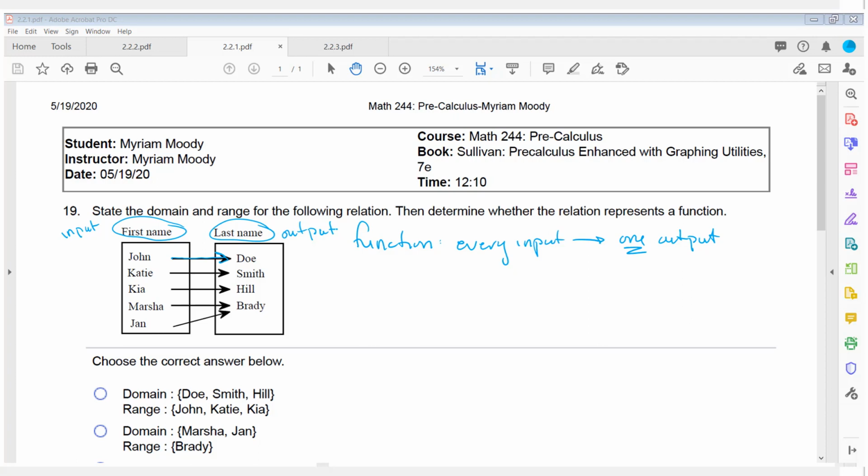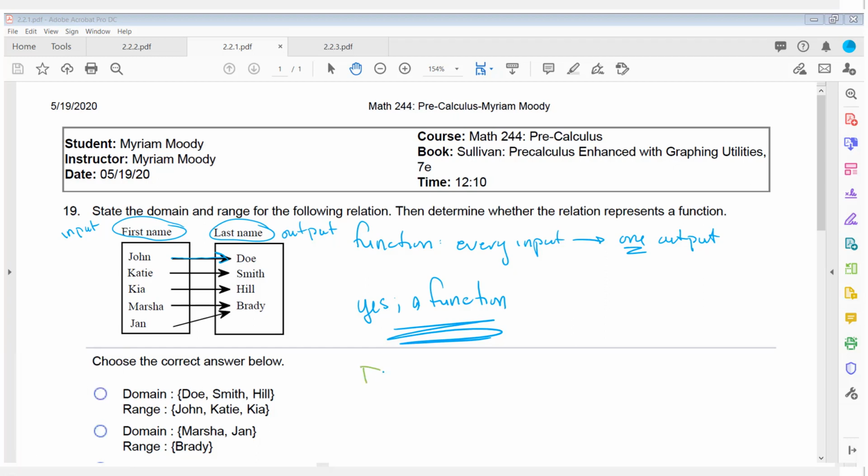The third input is Kia. How many outputs does Kia go to? Just one, still a function. Marcia, how many outputs does Marcia go to? Just one, so it's still a function. And last but not least, Jan. Jan goes to how many outputs? Just one. So is this a function? Yes, this represents a function. Every input went to exactly one output, and that's all that mattered. Now, let's talk about the domain, and let's talk about the range. All right?